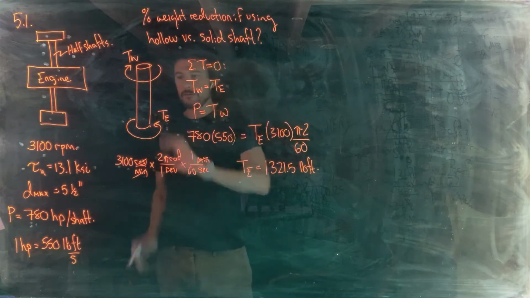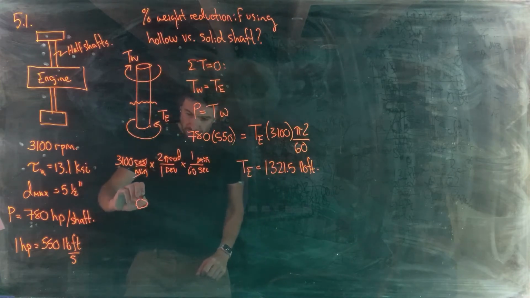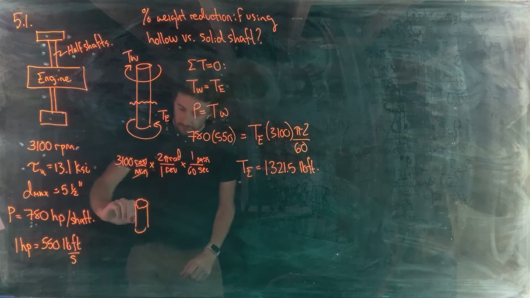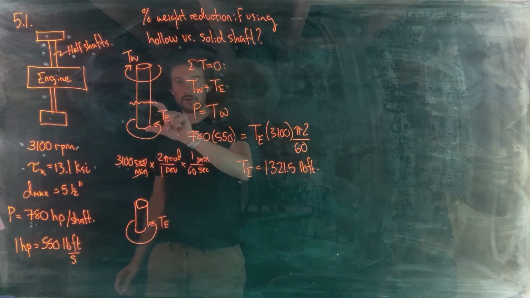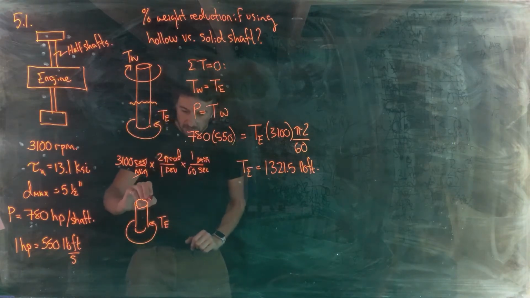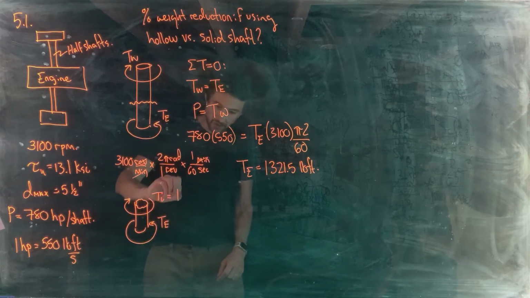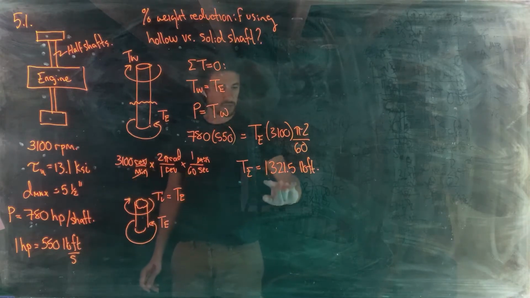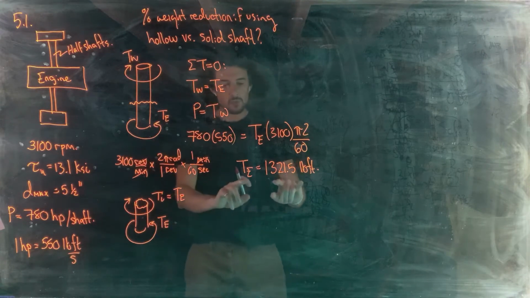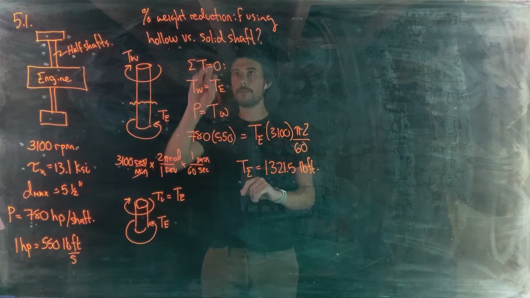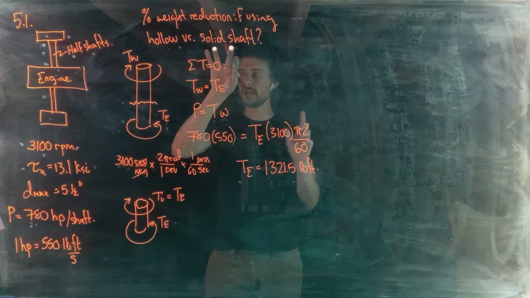Okay, so now that we've got that, the thing to realize is if we take a section cut through this shaft here, we've got TE being applied there. The sum of the torques has to equal 0 for the little portion of the shaft that we've got. So the internal torque, which I'll call TI, has to also be equal to the torque from the engine, or 1,321.5 pound-feet. So now that we've got this, let's start with the solid shaft because that's just a touch easier.